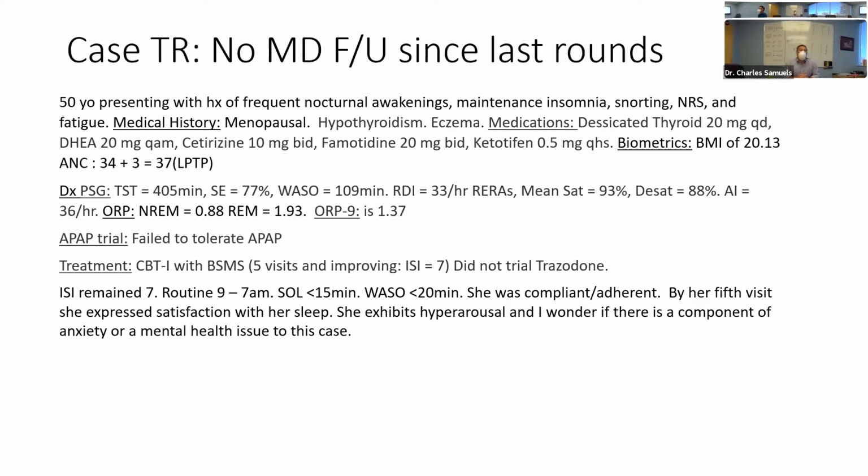The ORP in non-REM sleep was 0.88, which I'll leave the numbers and understanding the nature of these numbers to Magdy to discuss. In REM, the ORP was 1.93, which has implications, those differences. And then the ORP9, again, an assessment of arousal, is 1.37.